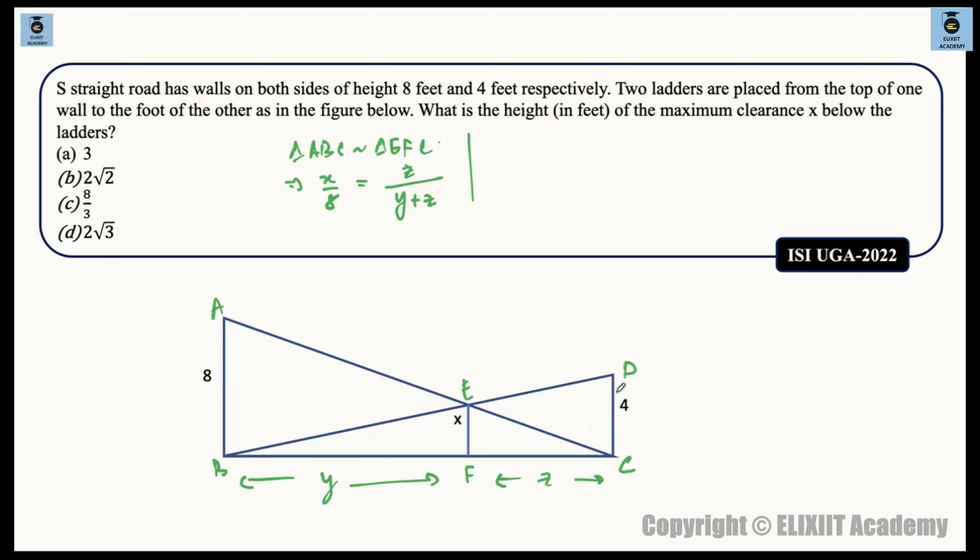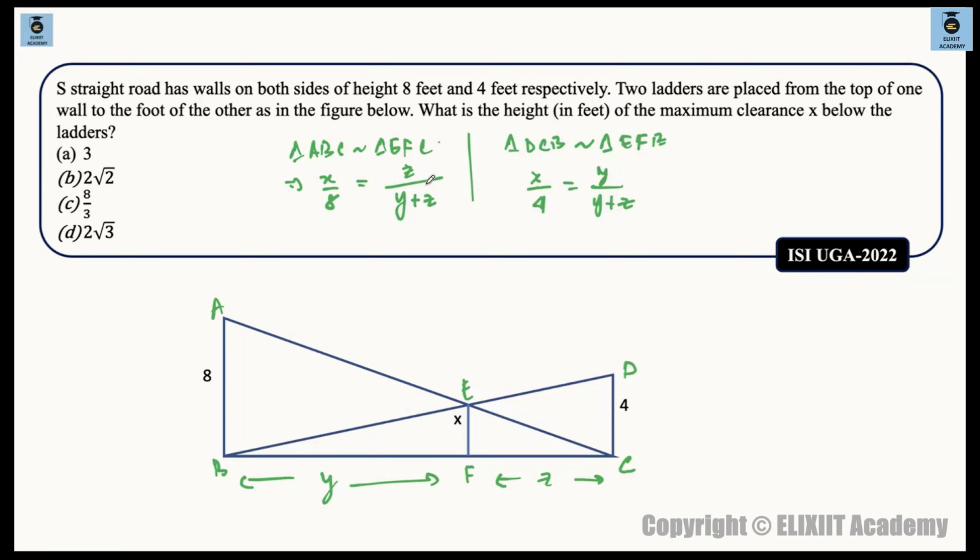Also, we can clearly see triangle DCB is similar to triangle EFB. Similarly, comparing like sides, x/4 is equal to y/y plus z. Now look, on both sides we have y: on one side we have z/y plus z and on the other side we have y/y plus z.